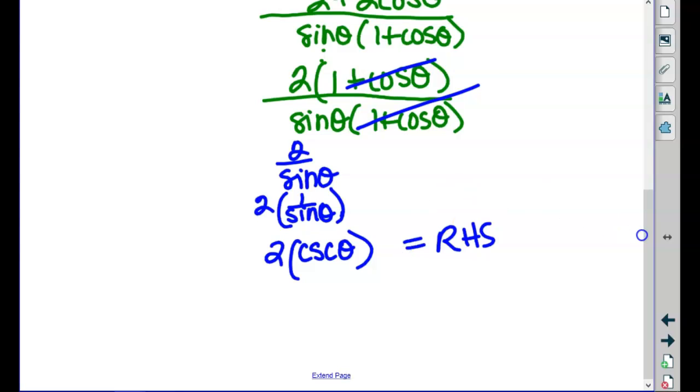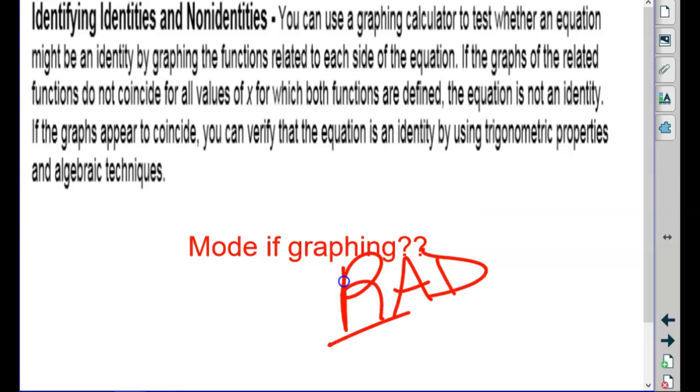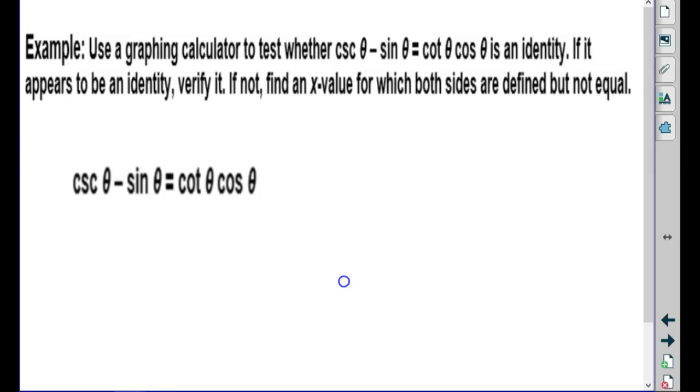Okay. We're going to do some graphing, so grab your calculator and make sure you are in what mode for graphing? Not degrees. For graphing trig functions, you need to be in radians. Okay. Use the graphing calculator to test whether this is an identity. If it appears to be, verify it. If not, find a value for which both sides are not equal.